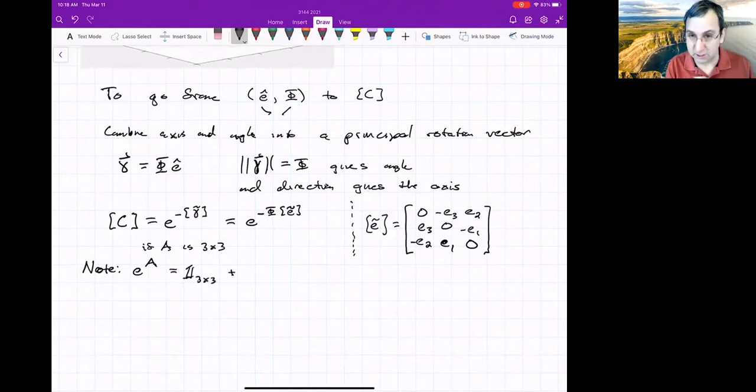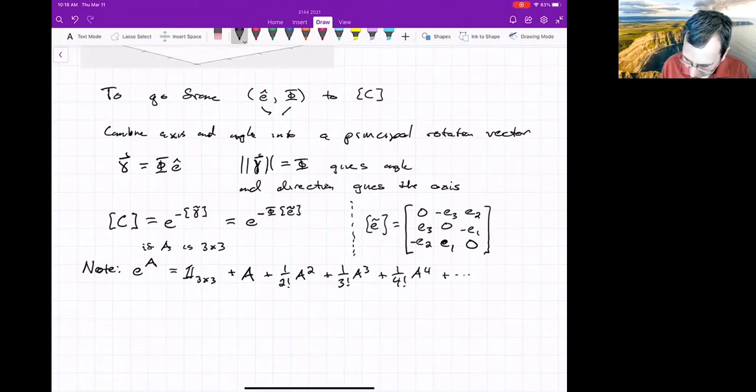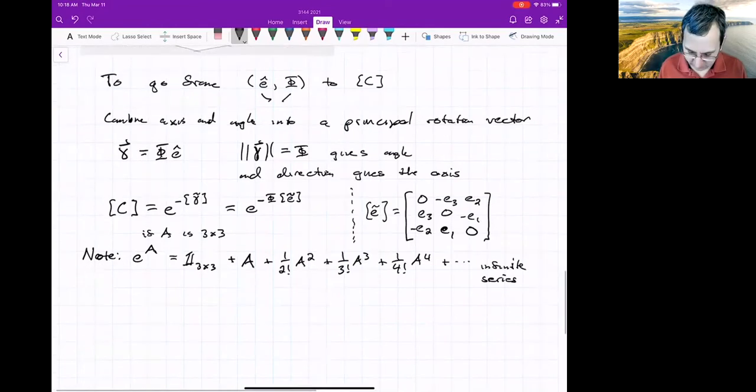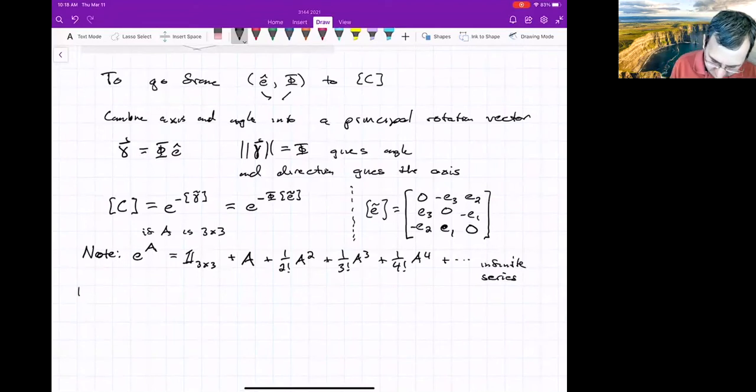And then it looks exactly like the Taylor series expansion for e to the x, but you put in a matrix. 1 over 2 factorial A squared plus 1 over 3 factorial A cubed plus 1 over 4 factorial A to the 4. It's an infinite series, just like it would be for a Taylor series expansion. So what does this look like when, in this case, A equals negative phi e tilde?